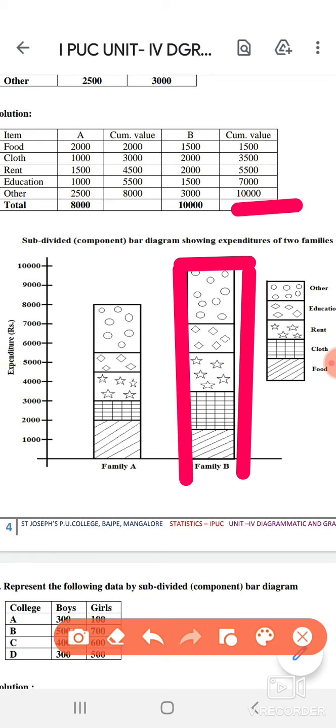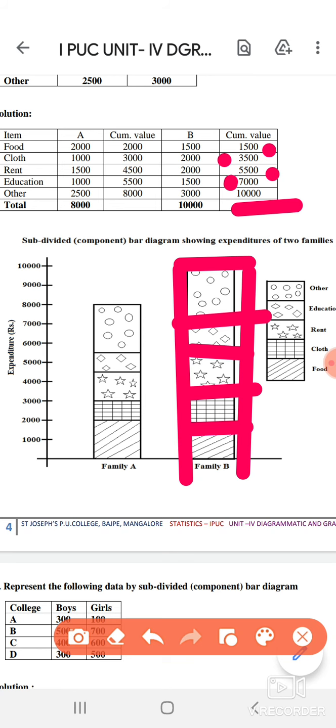Now, this one is over. Then go for the first one. First cumulative total is 1500. So divide the bar for 1500. Second one is 3500. Divide the bar for 3500. Third one is 5500. Divide the bar for 5500. Next one is 7000. Divide the bar for 7000.